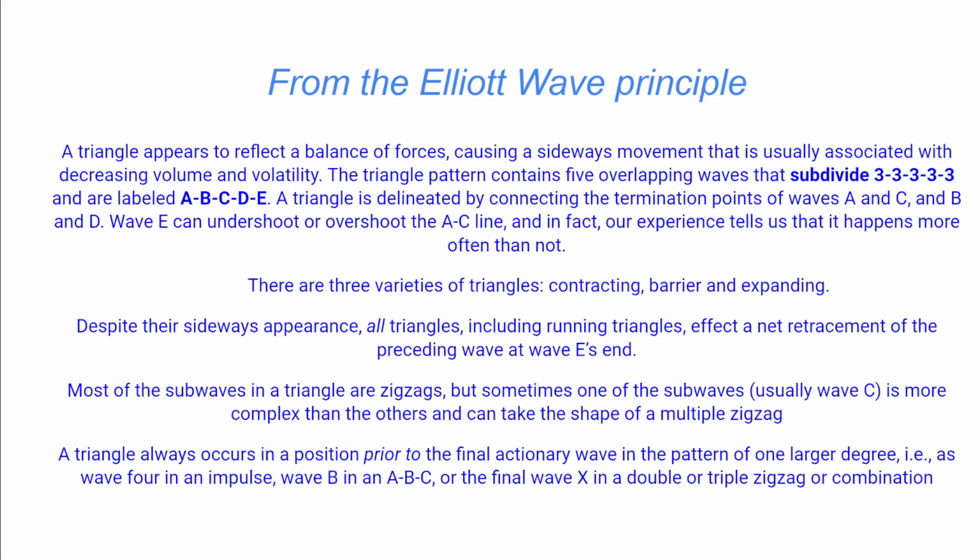Despite their sideways appearance, all triangles, including running triangles, affect a net retracement of the preceding wave at wave E's end. Most of the subwaves in a triangle are zigzags, but sometimes one of the subwaves, which is usually wave C, is more complex than the others and can take the shape of a multiple zigzag. A triangle always occurs in a position prior to the final actionary wave in the pattern of one larger degree, i.e. as wave 4 of an impulse, wave B in an ABC, or the final wave X in a double or triple zigzag or combination, which we'll cover in future videos.